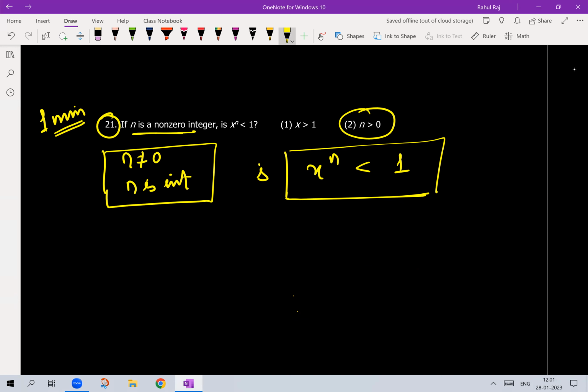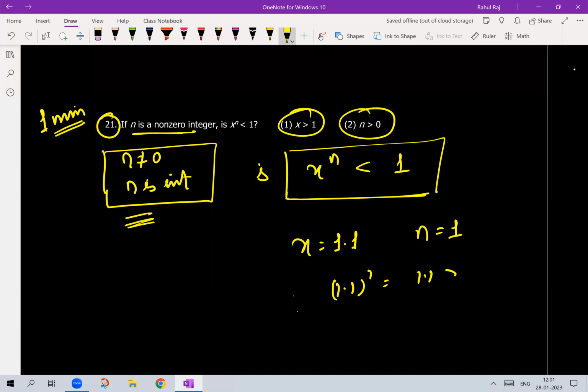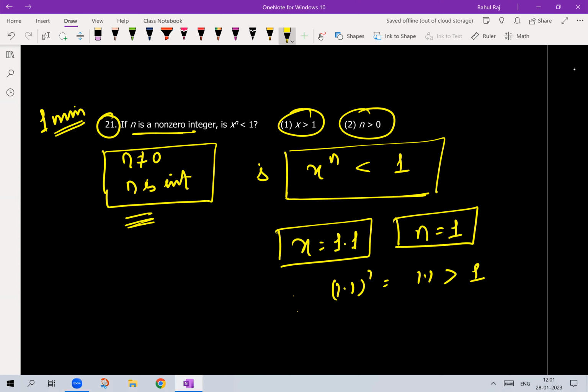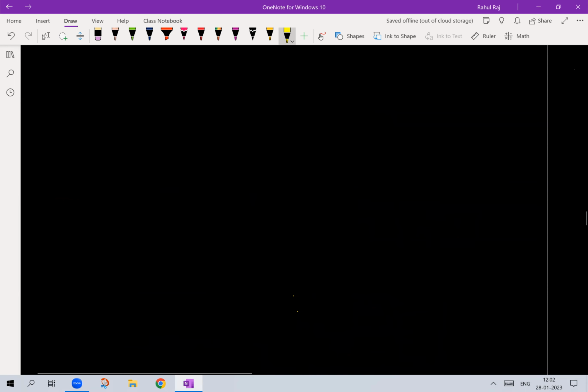Combination part says what? x is greater than 1. But it doesn't say x is an integer. So take the least value of x. Imagine we take x is equal to 1.1. This is the least value that I can take of x. And n is greater than 0. But it says that n is an integer. So you can't take n as a fractional value, and n is equal to 1, the minimum value. So 1.1 to the power 1 is nothing but 1.1, which is greater than 1. Now take any other value of x and n, you will get x to the power n always greater than 1. So this is a confirmed no answer after combination. So C is the straightforward answer. Manan, clear? Shreya, is this clear? Perfect.